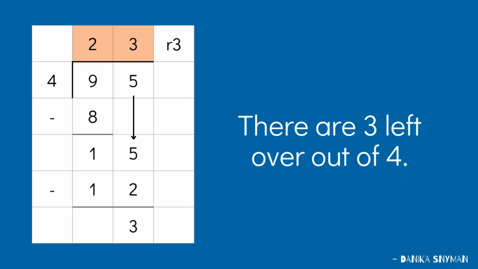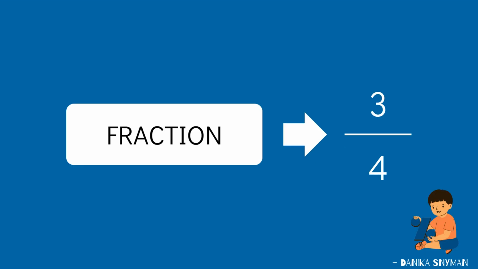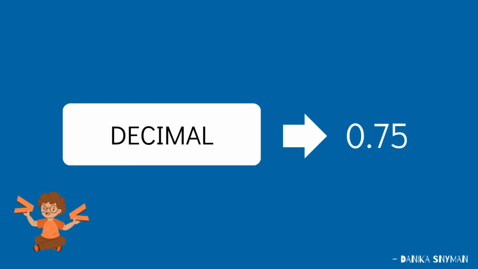So how we can say basically there are 3 left out of 4. How we can write it as a fraction. So we're going to say 95 divided by 4, we get 23 and 3 quarters. You must say it as 23 and 3 quarters, but if we just want to write the fraction, it will be 3 on 4, that is 3 quarters.